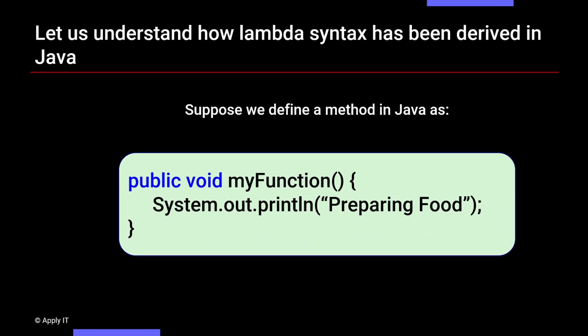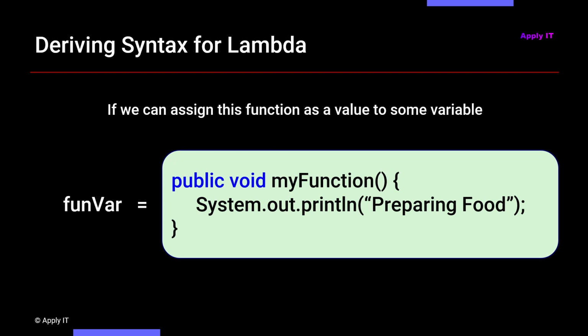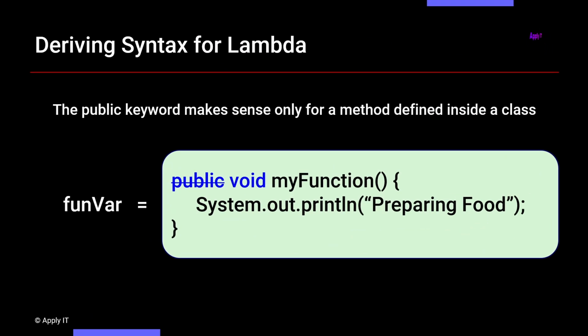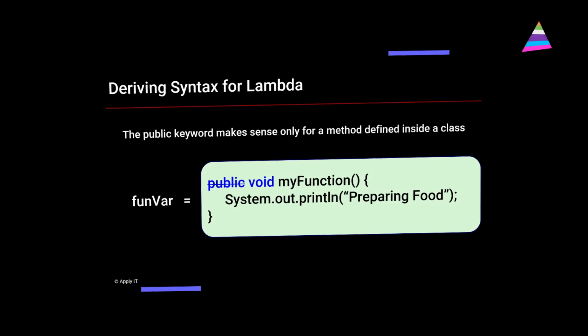Suppose we define a method in Java as some function called my function. In this way we define it. We write say public, then the return type is void, some name of the function, then the input specification and the method body. If we want to assign this function as a value to some variable, say fun variable is equal to this method we are assigning. In this case we have written public. That public keyword is not required, because the public keyword makes sense only when we define a function or method inside a class. Our function is a standalone function. It is not defined inside any class. So public is not required. So we just discard it.